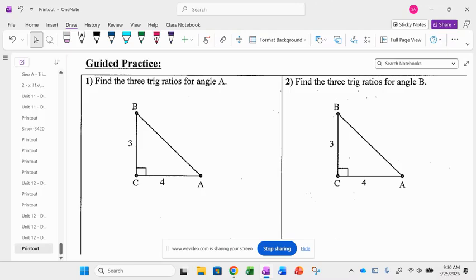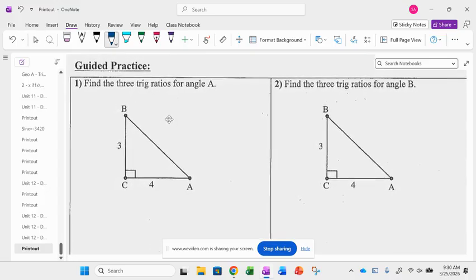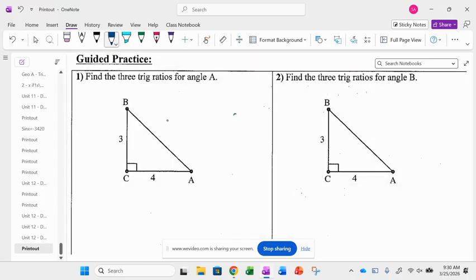All right, so here it says find the three trig ratios for angle A. Well, I'm looking at this triangle and there's one side missing and I need all the sides to find the three trig ratios. But this ends up being a triple. This is a 3, 4, 5. So I need to label that last side with 5. And when it says find the three trig ratios, what they're asking me for is the sine, the cosine, and the tangent. But now this time, everything is in reference to which angle?